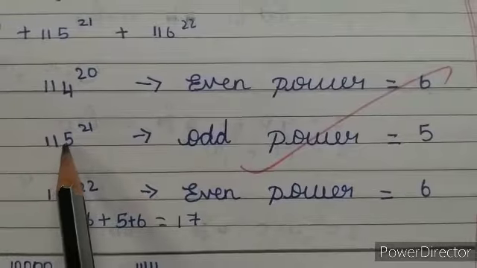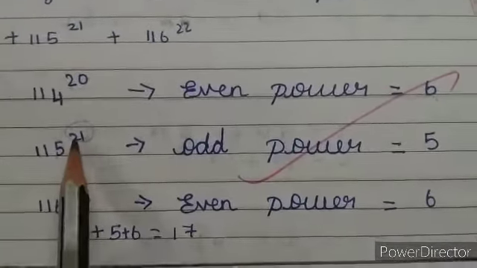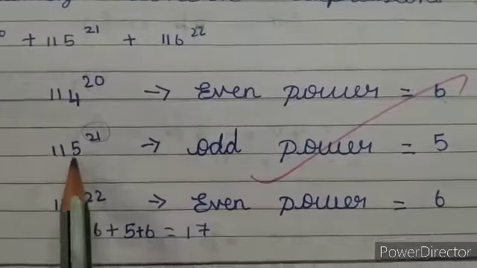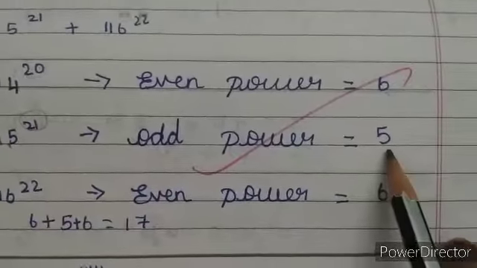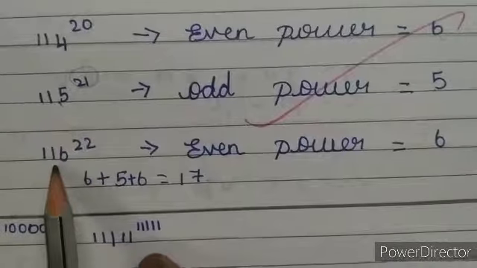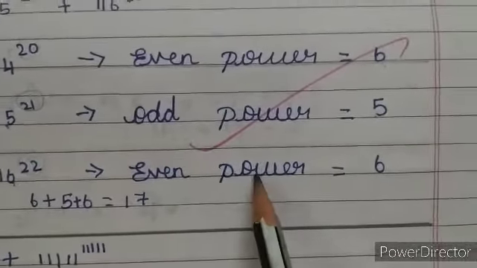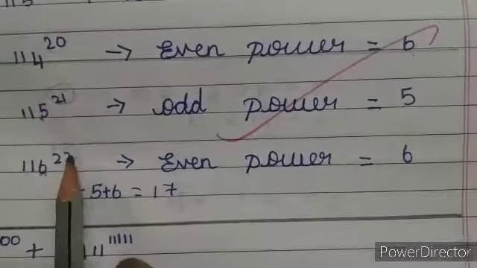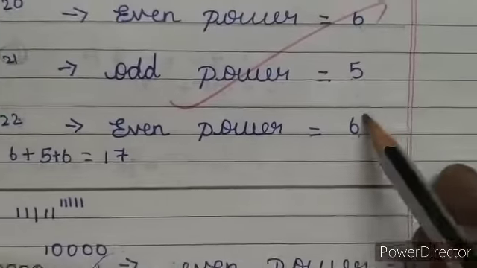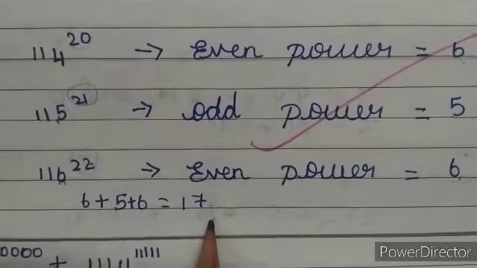Now next one, 115. Check only the exponent, that is your power. 21 is your odd power. Whether it is even or odd, the unit place is 5, so sure the answer will also end with 5. And coming to the next thing, 116. The power is 22. It is an even power. 6 with an even power, the answer in the unit place will be 6. Now you should add 6 plus 5 plus 6, which gives you 17.